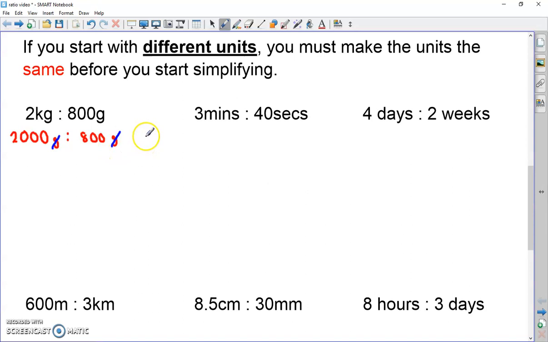So 2,000 and 800. And if you divide that down, I mean, you can divide by lots and lots of things. But eventually you would end up with, and you can check it yourselves, 5 to 2. And you don't need to put grams on. Ratio doesn't have units, so 5 to 2 is done.